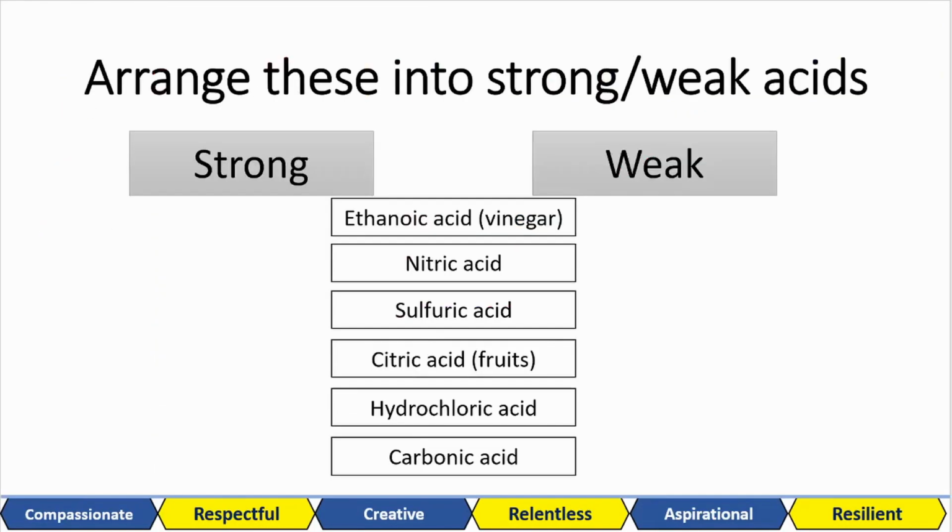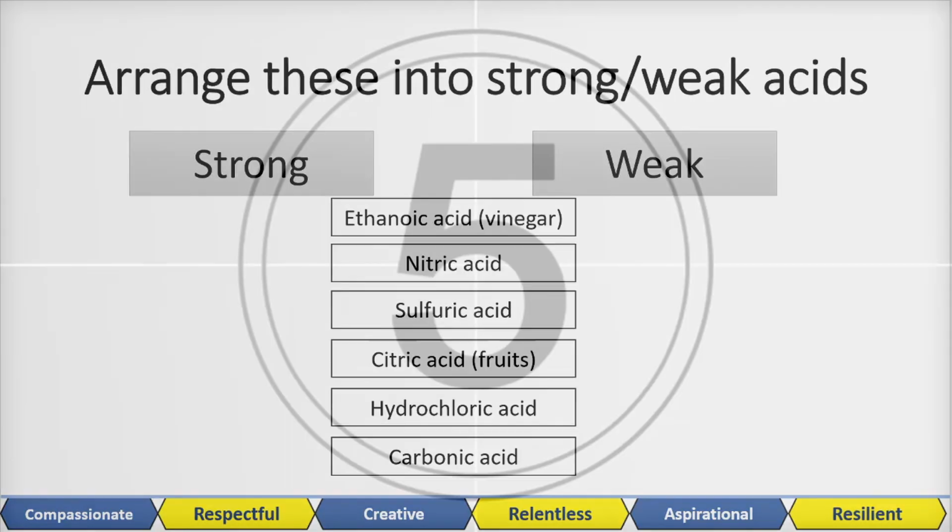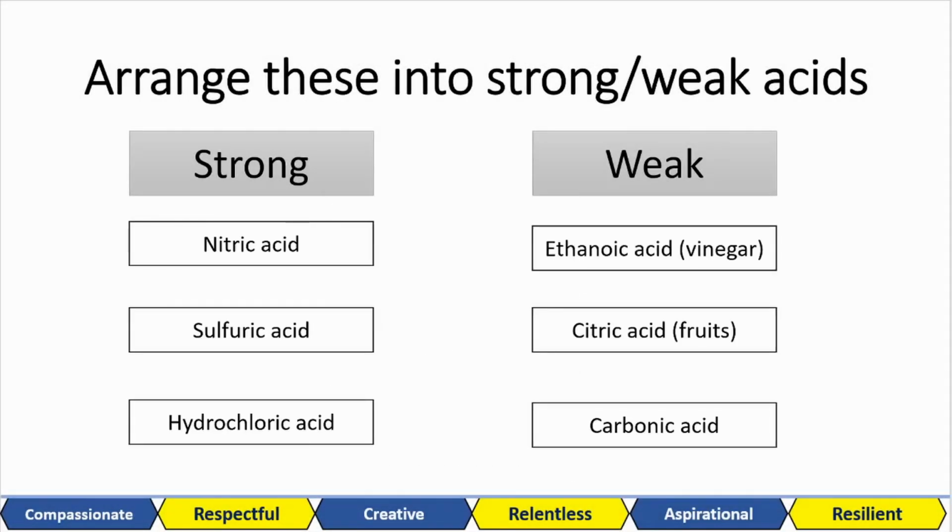I've got a list of strong and weak acids now. Pause the video and see if you can arrange them into their correct groups. The strong acids are the nitric, sulfuric and hydrochloric acids. The weak ones are the ethanoic acid, you find it in vinegar, citric acid, which is in fruits, and carbonic acids as well.